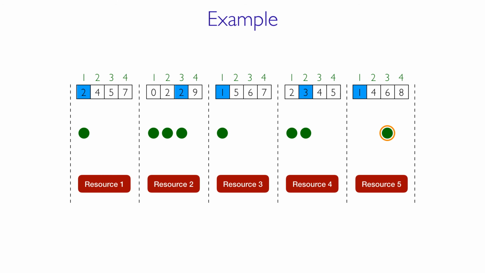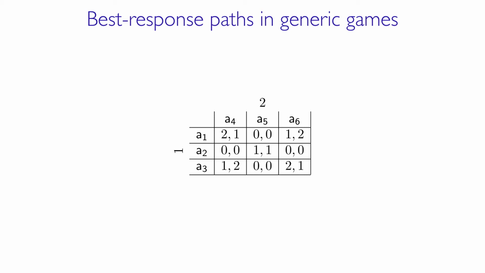Notice that if the game admits multiple Nash equilibria, different best response paths may lead to different Nash equilibria. One could question whether the property that the best response path leads to a pure Nash equilibrium holds only in congestion games or in every generic game admitting a pure Nash equilibrium. This is not true. In a generic game, even with 2 players, a best response path may not lead to any pure strategy Nash equilibrium, even if it exists.